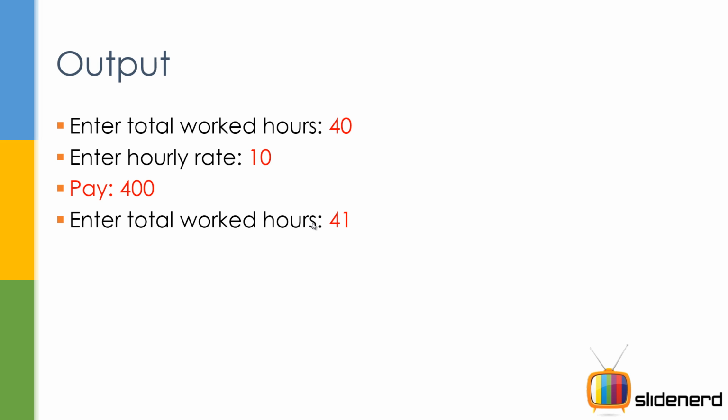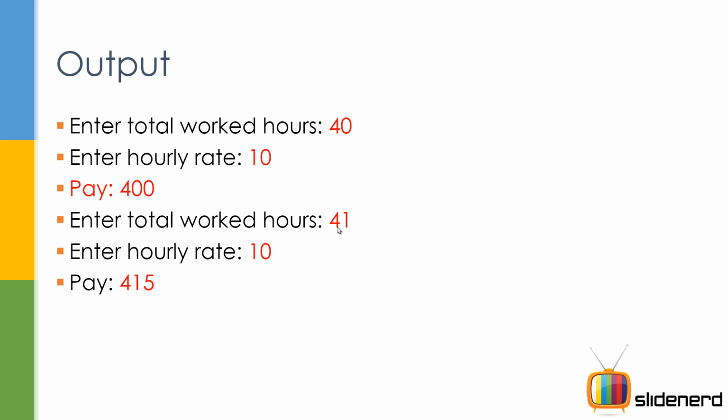After 40 hours, for every extra hour you work, you're gonna get 50% more pay. That's what our program does simply. So you say hourly rate is 10, so the pay is 415. As you can see, for 1 hour more, he has been paid $15, which is 50% more compared to his hourly rate, right? So this is what we are gonna do in our program.